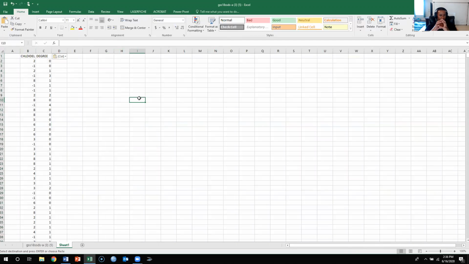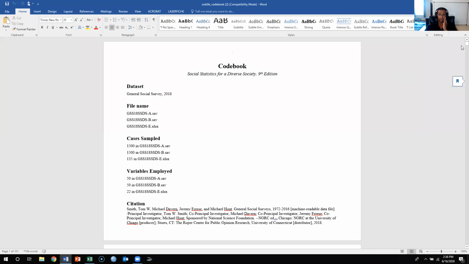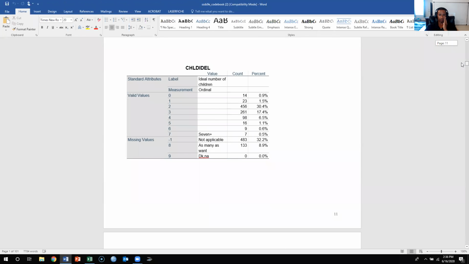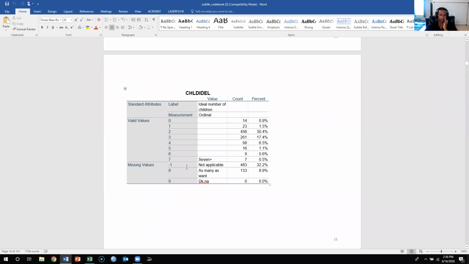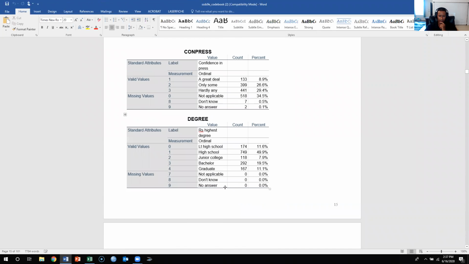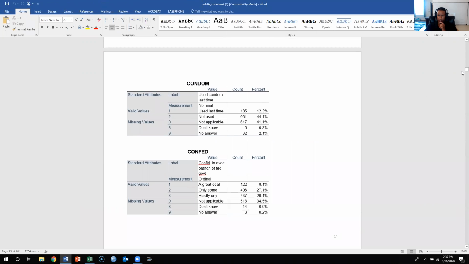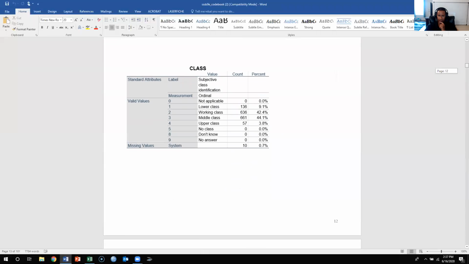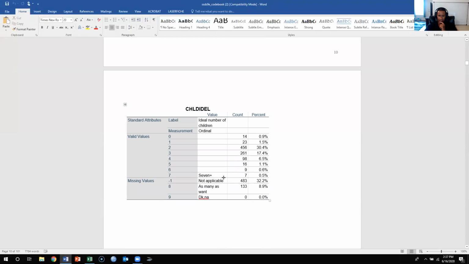Now the second step is to get rid of any missing data. With the variable degree, I don't think there's any missing data. With childdel I know there is some missing data: -1, 8, and then 9, but nobody's put down 9 as missing data. And degree has no missing values, so we can just go ahead and clean up childdel. We need to get rid of -1 and 8.